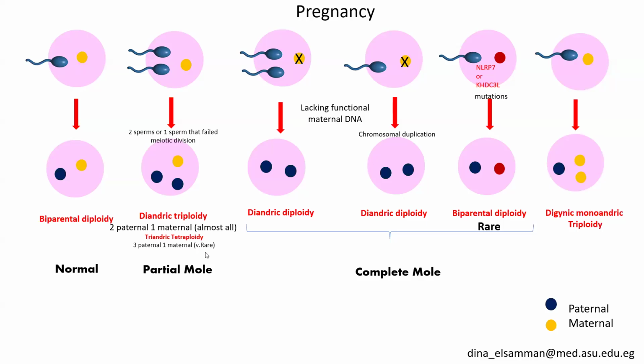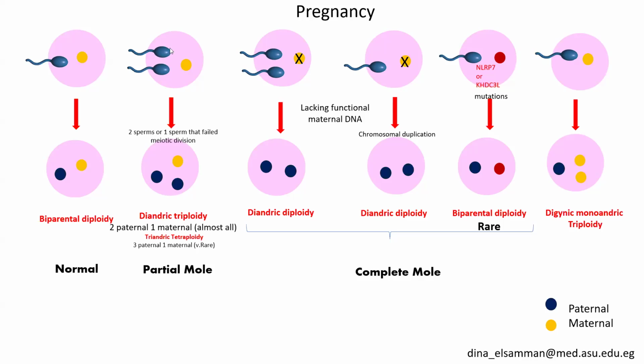Okay, so what happens in other cases? We have something that we call a partial mole. What happens in a partial mole? When two sperms fertilize a single ovum with a single maternal set of chromosomes, we have three sets of chromosomes that we call triploidy. Two of which are paternal, so we call it diandric triploidy. This gives a partial mole. This is one case scenario for partial mole.